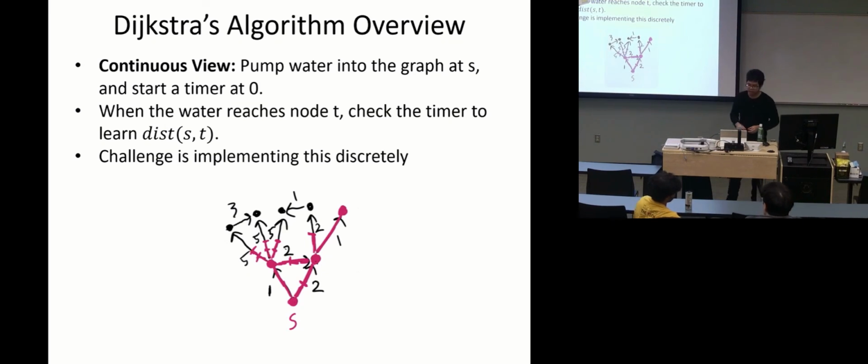The challenge is that we don't want to simulate this continuous process. We want to ask ourselves, what is the next vertex that the water reaches, so that we know the distance of the next vertex. Whenever the water reaches any vertex, the distance of that vertex is finalized. We look at the time and know that's the distance for that guy. We don't want to grow everything. We just want to fast forward the time: what's the next guy that's going to be reached, and at what time? That's exactly what Dijkstra tried to do.